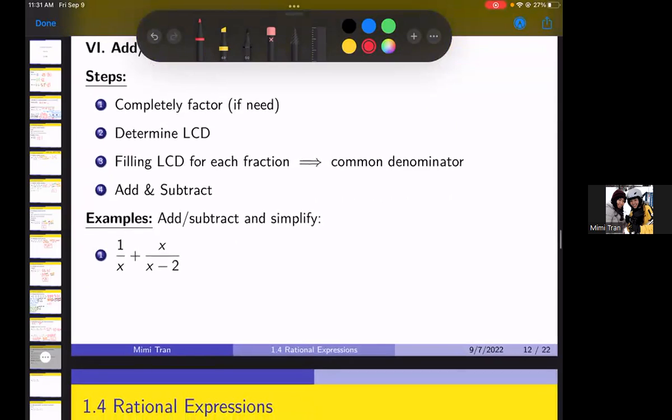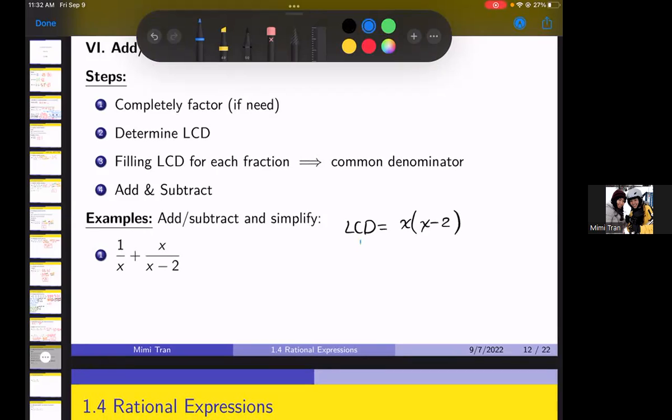So what is my LCD for the first one? Anyone else have a different answer? I'm glad you speak up. Remember, the LCD is something that is divisible by both denominators. It's divisible by x and by x minus 2. So the LCD is x times x minus 2.